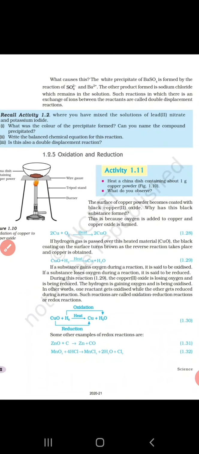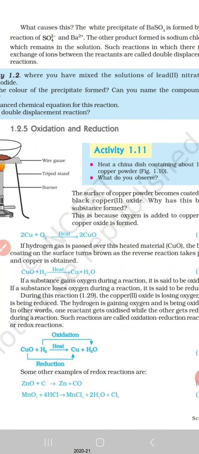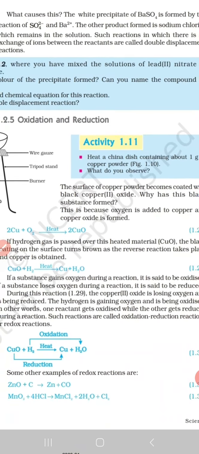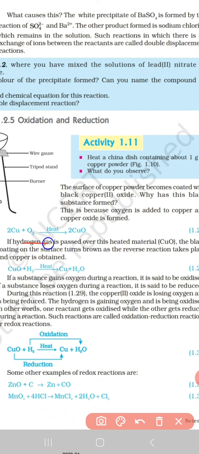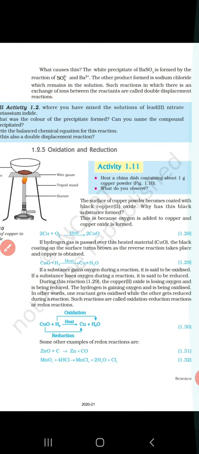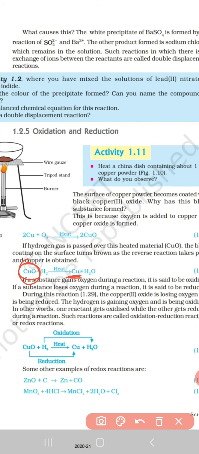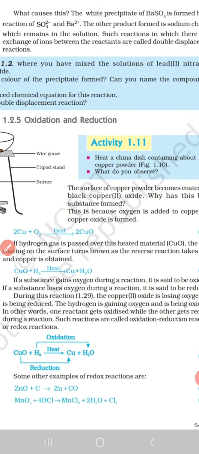Now, see, if hydrogen gas is passed over the heated CuO, that is cupric oxide, what will we observe? This cupric oxide gets reduced, and we will get copper again. That is, here reduction takes place.